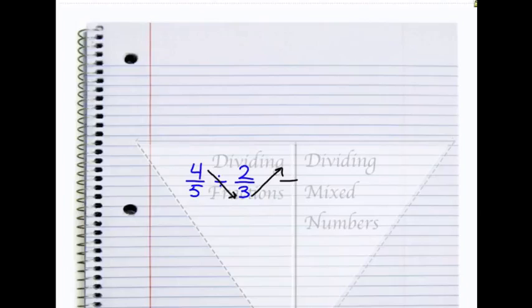Then we're going to start at the 5, bounce up to the 2, and back down to create the denominator in our solution. When we cross our bouncing balls, we make an X in the middle, which reminds us that we need to multiply, not divide. So 4 times 3 is 12, and 5 times 2 is 10, which will give us our solution, which is 12/10, or simplified 6/5, or written as a mixed number, 1 1/5.